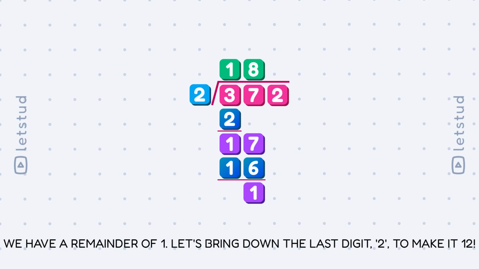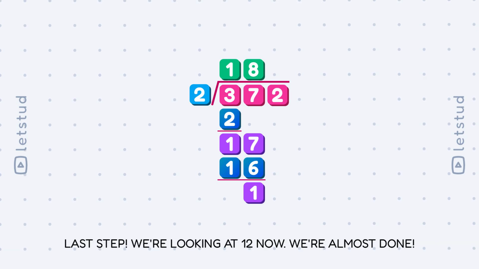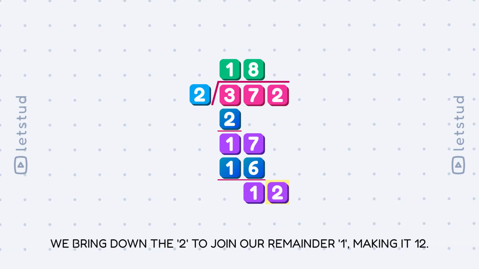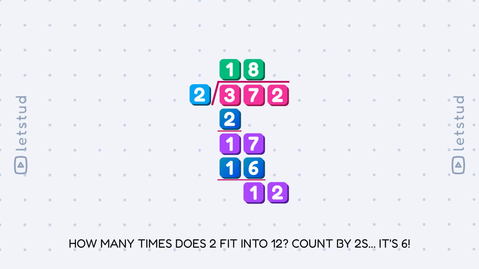Let's bring down the last digit, 2, to make it 12. Last step, we're looking at 12 now, we're almost done. We bring down the 2 to join our remainder, 1, making it 12. How many times does 2 fit into 12? Count by 2's, it's 6.